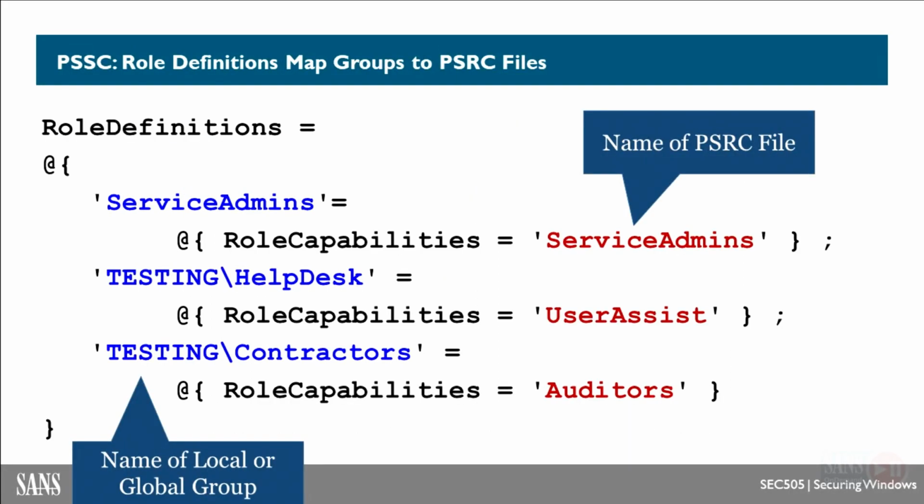Now, if you've opened up that file in a text editor, if you scroll down a little bit further, you'll now see these lines. So again, we're still inside that PSSC text file, that second textual configuration file. The question is, who is permitted to remote into the machine and use this endpoint? In your slide, you can see a list of groups in blue. Service admins is a local group. Help desk and contractors, those are groups from the testing domain, probably global groups.